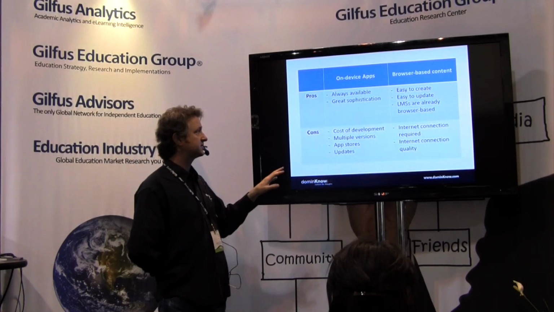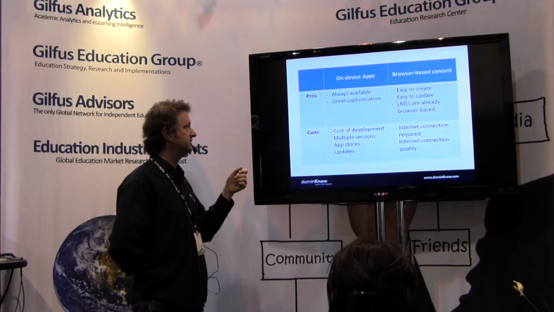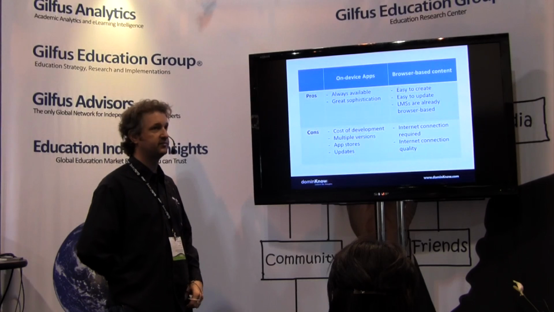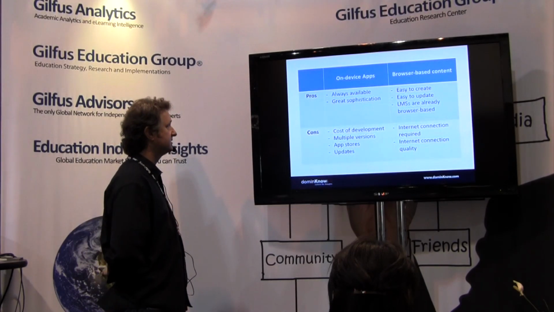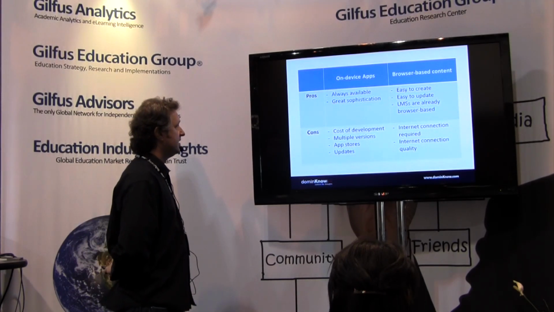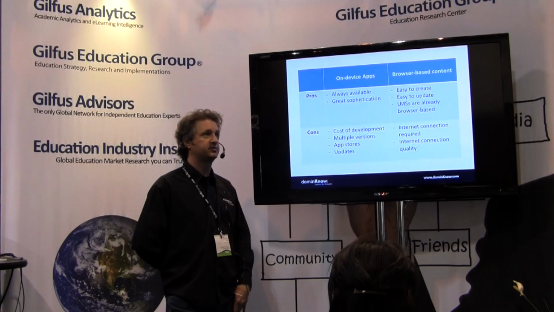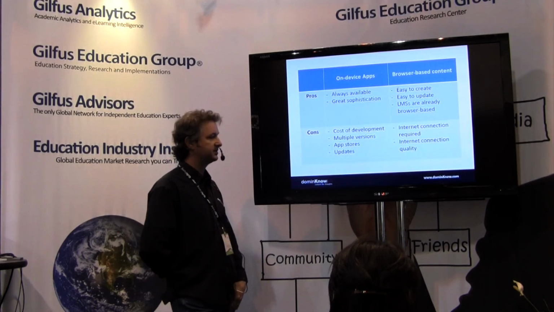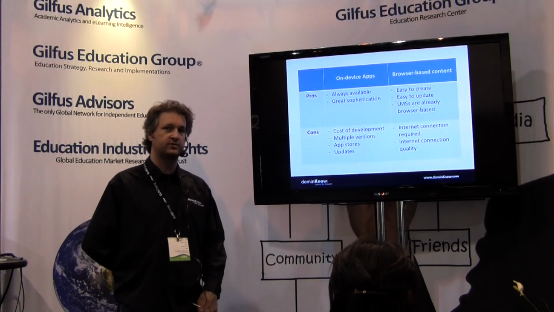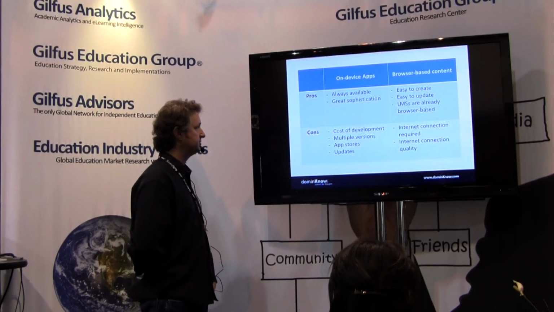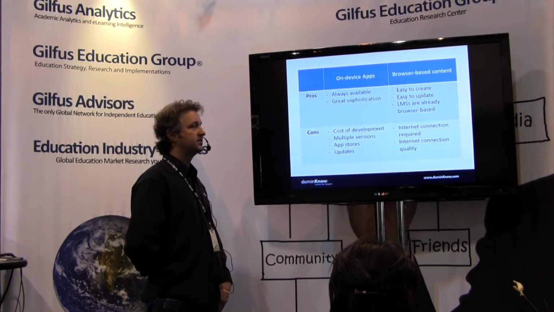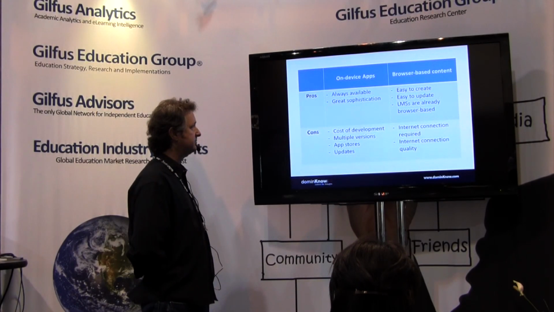The cons of on-device apps include the potential cost of development. They can get very, very expensive to make and to distribute. For different devices, you have to have different versions of the apps as well, if you need a different app for an Android device than, say, an iPhone. And you also have to deal with app stores to put it onto your team's actual devices, generally speaking.